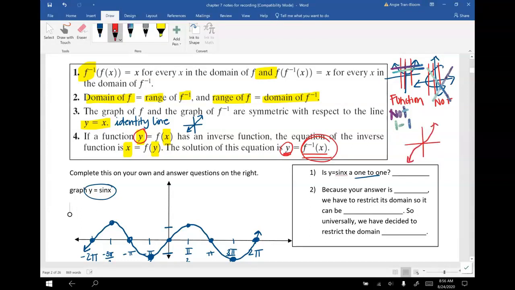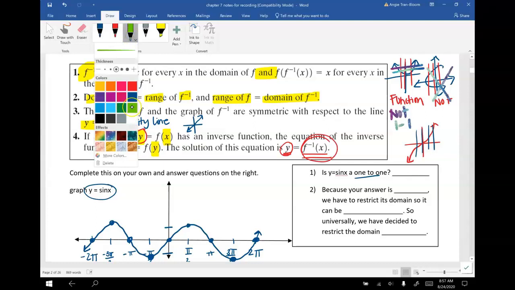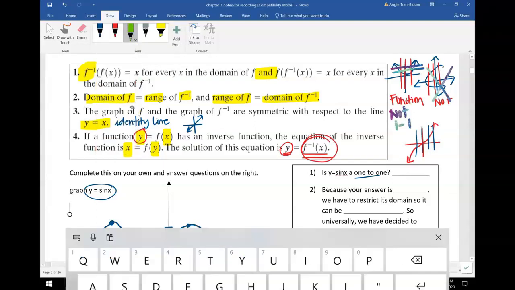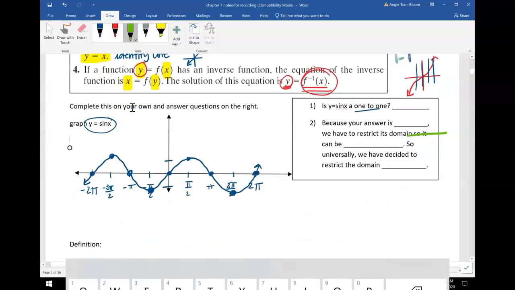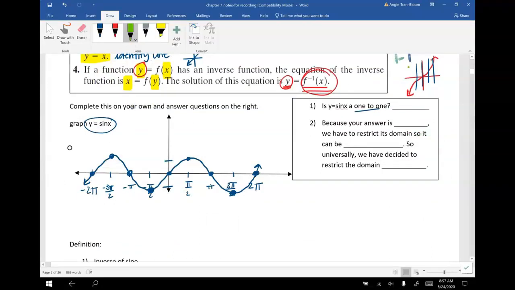So I'm going to draw out a cubic. This one is a function, right? It passes all vertical line tests. Now, let me get a different color. It's also going to be a one-to-one because it also passes horizontal line tests. Any horizontal line that I draw, doesn't matter where, does not intersect the graph more than once. So a one-to-one has to be a function first, and in addition, it needs to pass the horizontal line test.